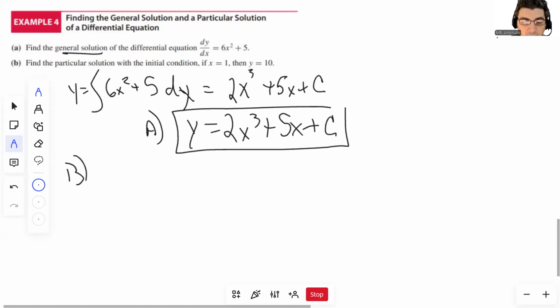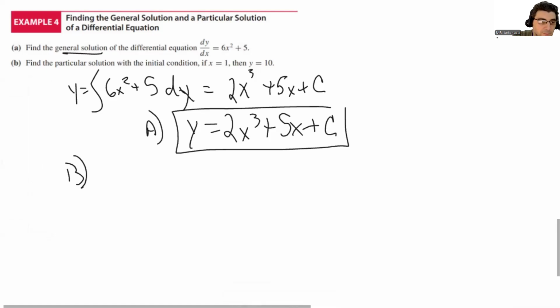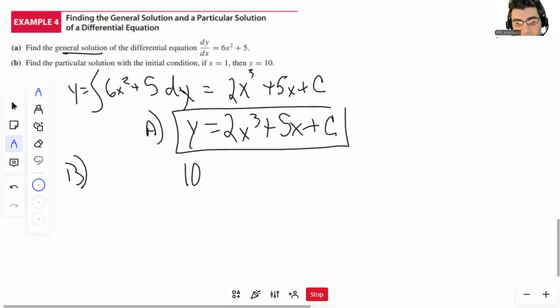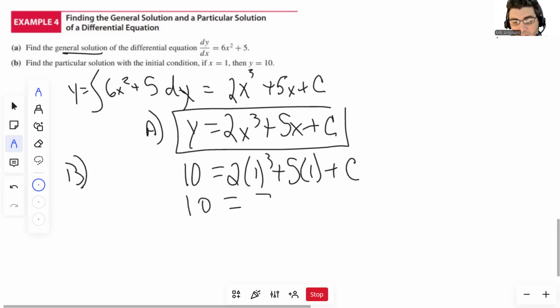For part B, now we have the constraints on it. So we have the initial condition of x equals 1 and y equals 10. So I can substitute 10 in for y and 1 in for x, like so, and then solve for c. So you get 10 equals 7 plus c, so c equals 3.